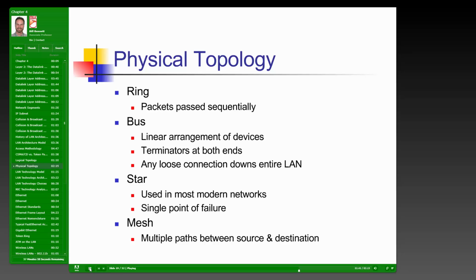Star networks are used in most modern day networks. The biggest drawback to a star-based network is that the hub or the switch is a single point of failure. If that device fails, then of course the network is down. But the advantage is that in a star-based network, if one device is down or disconnected, it's not going to bring down the entire local area network. Only that device is affected, not any of the other devices attached to the hub or the switch. And then finally the mesh, again, multiple paths to a particular source or destination. The internet is a good example of that.